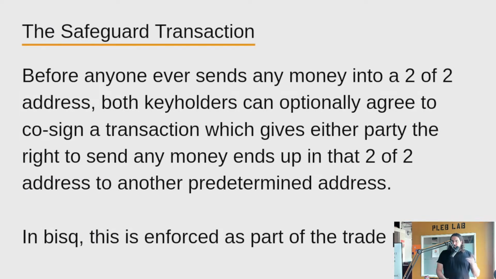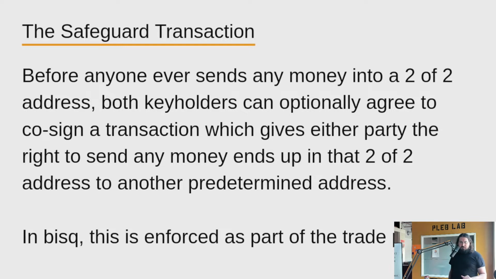So I call that transaction that you both co-sign that lets you send the money to Bisq the safeguard transaction. This is not a Bisq term. I made up this term for purposes of creating this presentation. So ordinarily in Bitcoin, whenever you have a 2 of 2 Bitcoin address, you can sign a safeguard transaction that lets you, if any money goes into this address, either of us can send the money to some pre-agreed destination. And in Bisq, that's a required part of the protocol.